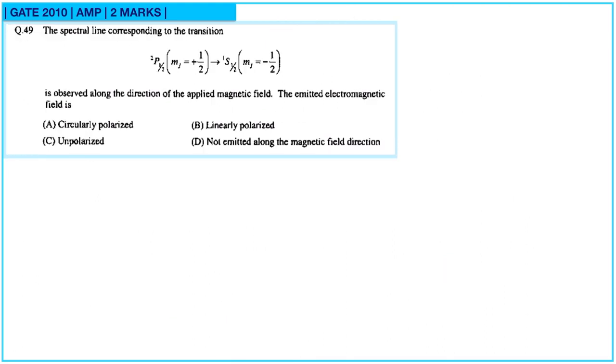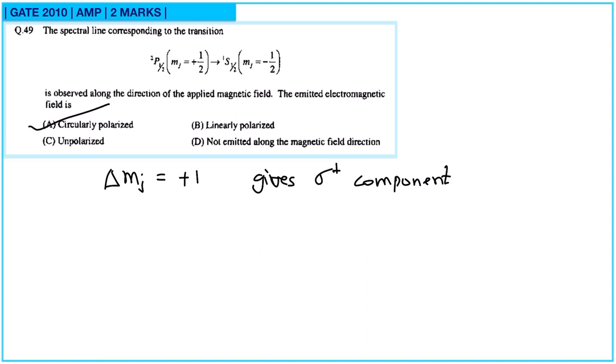Next, this spectral line corresponding to 2p1 by 2 mj half to 1s1 by 2 mj minus half is observed along the direction of the applied magnetic field. The emitted electromagnetic field is, here let us calculate delta mj, and delta mj is plus 1. So that means it gives sigma plus component. So in the longitudinal observation, sigma plus is left circularly polarized. So it will be option A.